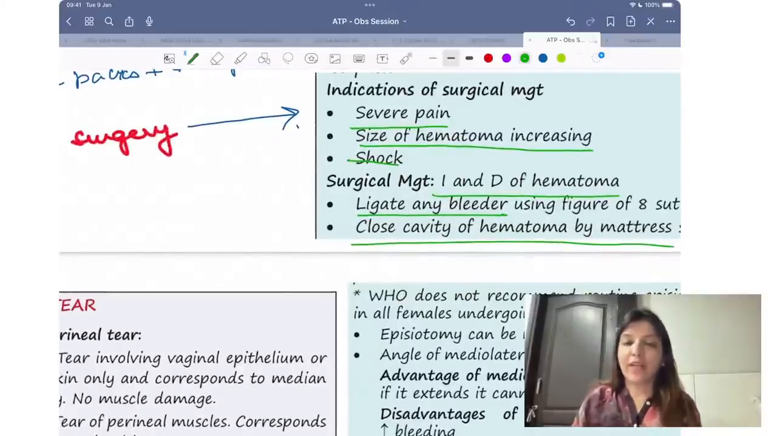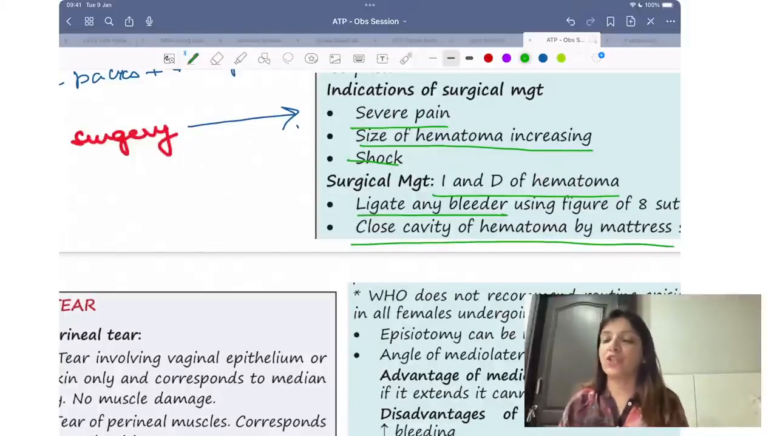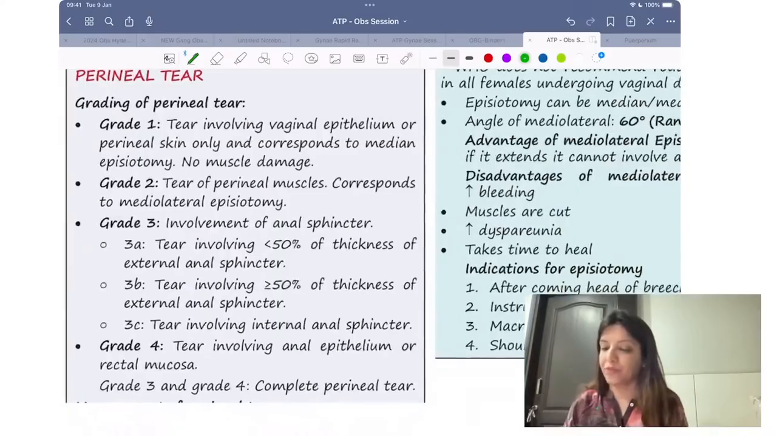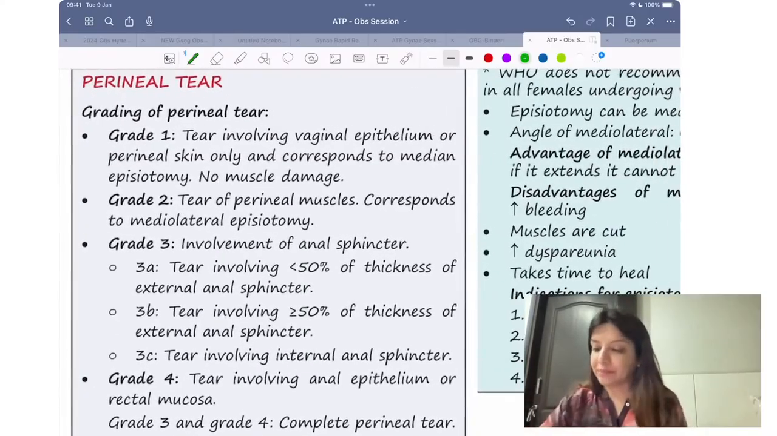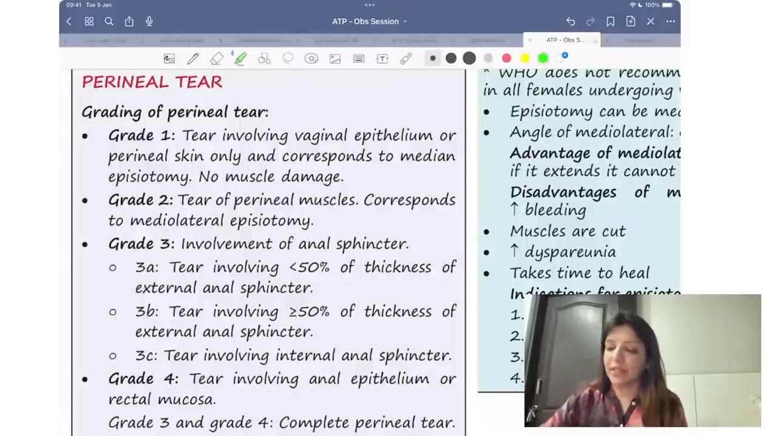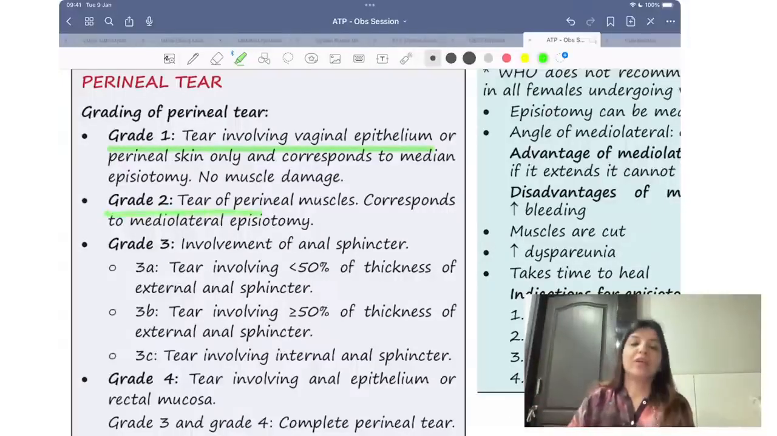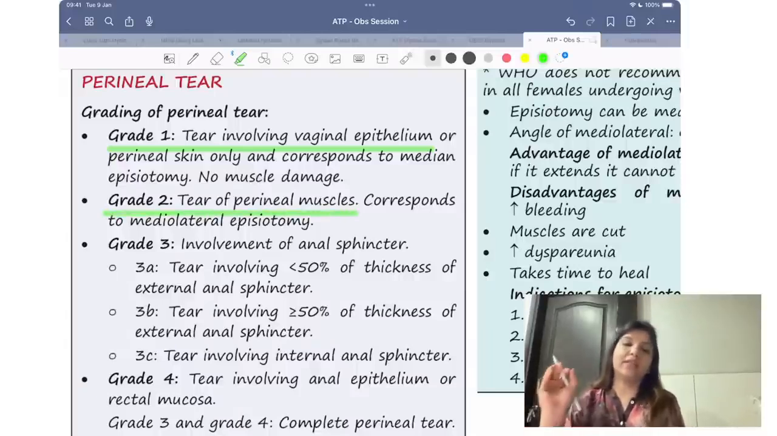Yes? Now, the next important point is they ask you questions on perineal tears. So, what are the important points on perineal tears? On perineal tears, they ask you the grading of perineal tear. In grading of perineal tear, please remember, grade 1 perineal tear means the tear is involving only the vaginal epithelium or the perineal skin. If muscles are involved along with the skin, then it's a grade 2 tear. Grade 3 tear, third degree tear, means whenever the anal sphincter is involved.